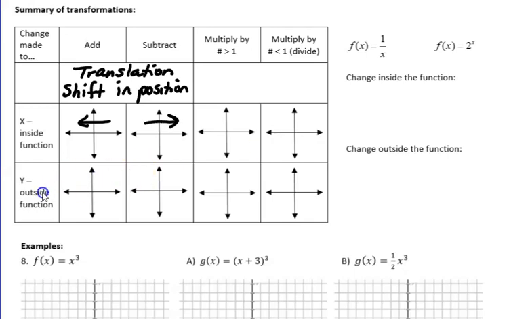When we deal with y, which is outside the function, if we add a number outside the function, the y values shift up, and subtract makes the y values shift down. Now, multiplying is called a dilation, which effectively stretches or shrinks the graph towards one of the axes, I should say. So a stretch or a shrink.